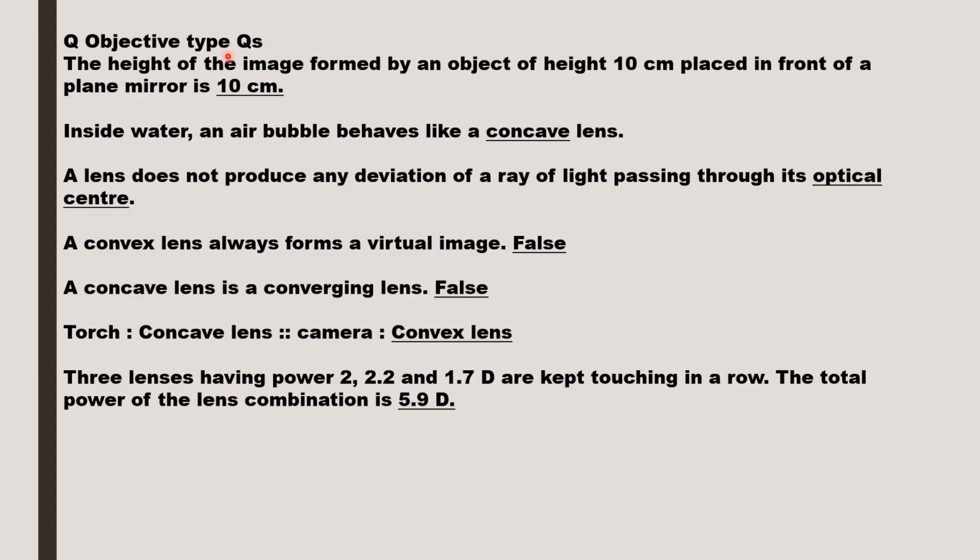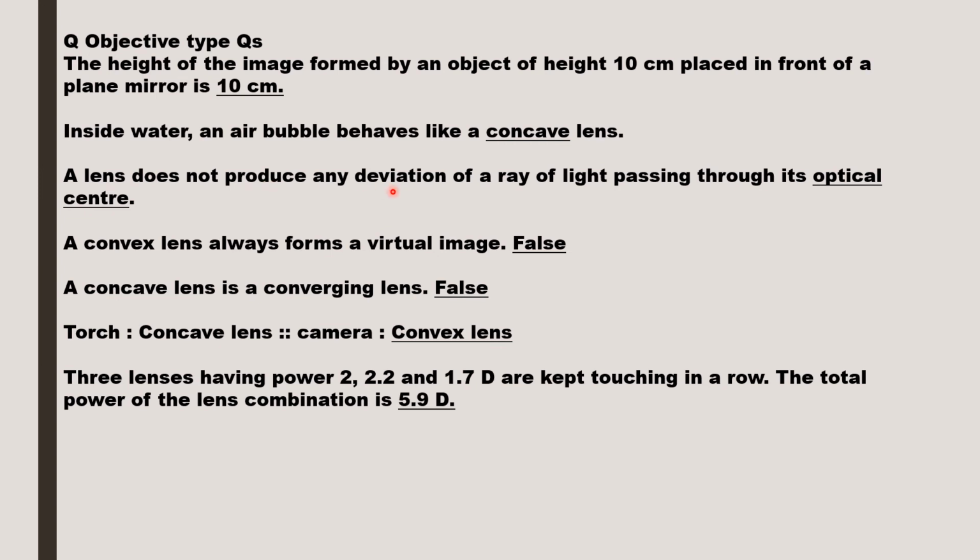These are some objective type questions. The height of the image formed by an object of height 10 centimeters placed in front of a plane mirror is dash. So if an object is kept in front of a plane mirror, the size or the height of the object is the same as that of the image. So if the height of the object is 10 centimeters, the height of the image will also be equal to 10 centimeters. Inside water, air bubble behaves like a concave lens.